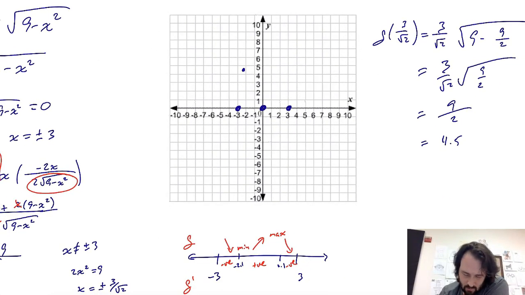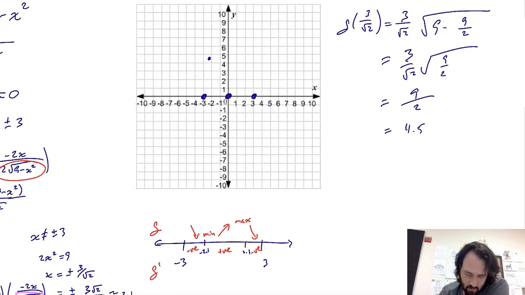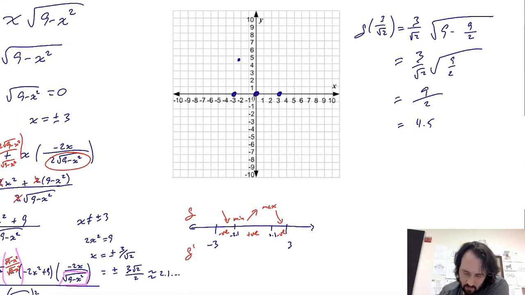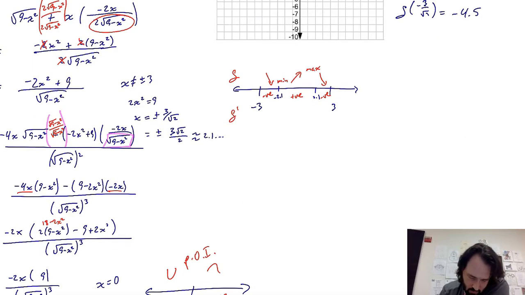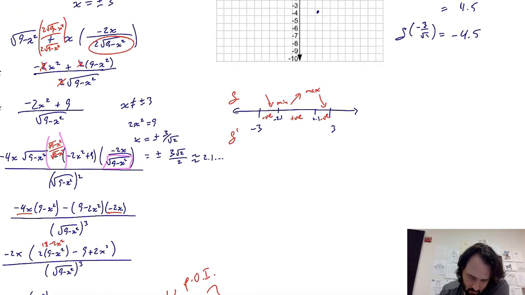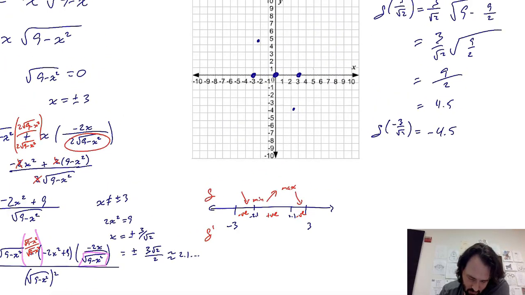And then if I put in negative 3 over root 2, that only affects my negative out front. So g of negative 3 over root 2 would just be negative 4.5. So I'm somewhere 1, 2, 3, 4. Somewhere right in there. And let's see, that's a minimum. A max. Did I mix my things up?